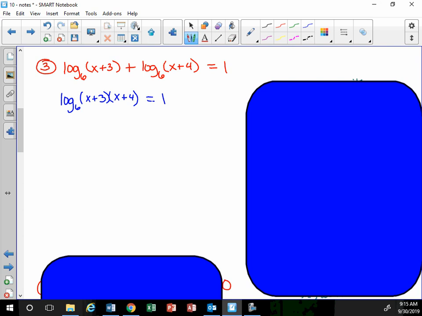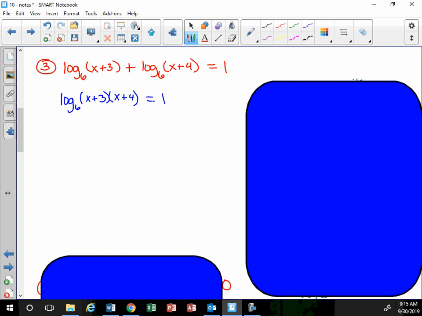So now, which of our first 2 strategies do you want to use? Are there logs on both sides? No, so I probably don't want to use the one with logs on both sides, okay? Could I rewrite it as an exponential? Yes. What's that equation going to be?